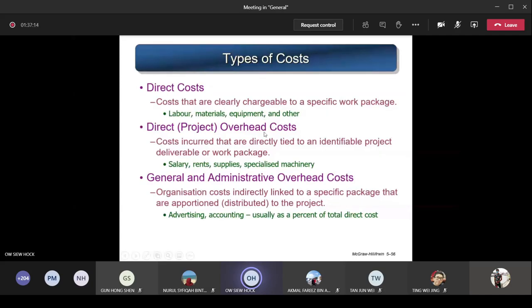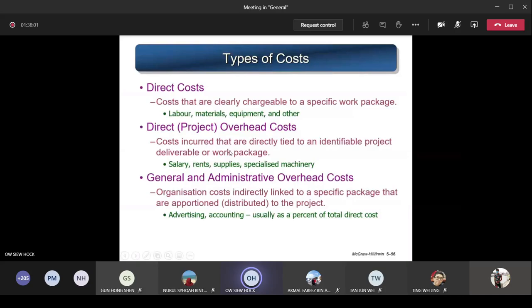Next is the direct project overhead cost. These are costs incurred that are directly tied to an identifiable project deliverable or work package. For example, the salary of the project manager, who controls the whole project and looks at all the deliverables of each phase. It can be the rent you pay for a space to carry out the project. You have suppliers, people who supply materials to finish certain project deliverables, and certain types of specialized machinery that you require. So these are all direct project overhead costs.